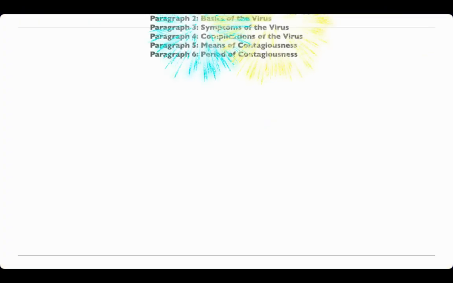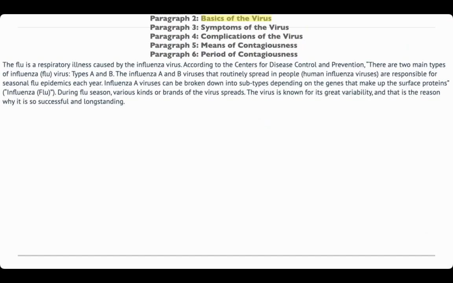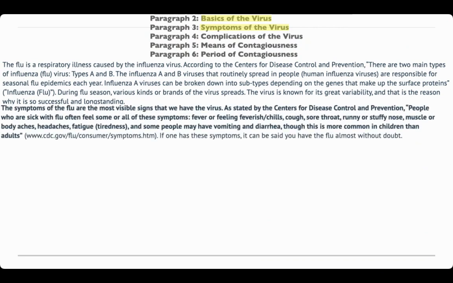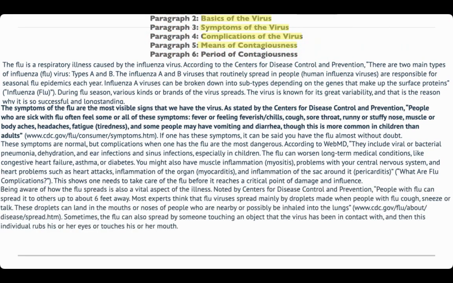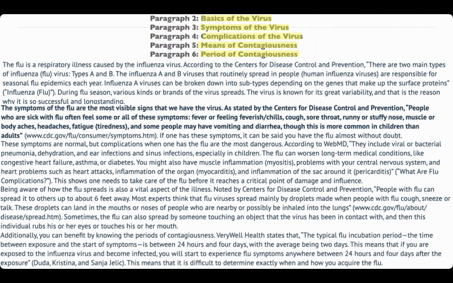Paragraph 2 covers the basics of the virus. Paragraph 3 covers the symptoms of the virus. Paragraph 4 covers the complications of the virus. Paragraph 5 covers the means of contagiousness. And paragraph 6 covers the period of contagiousness. Feel free to read from each of these if you would like to.